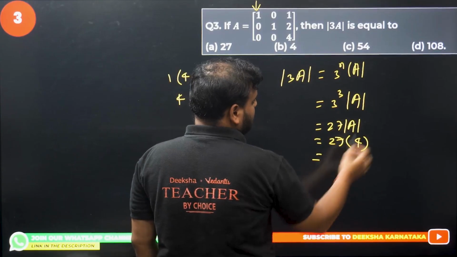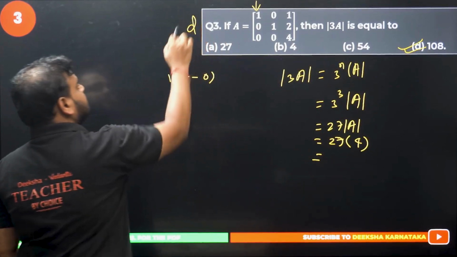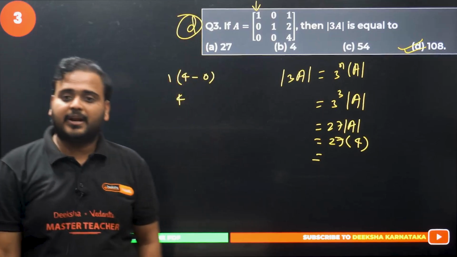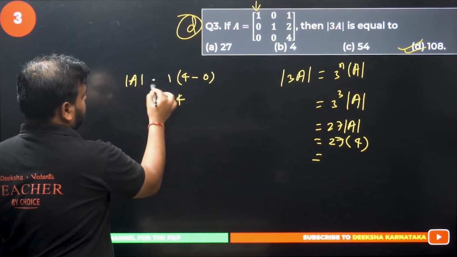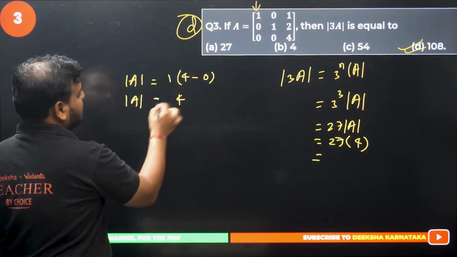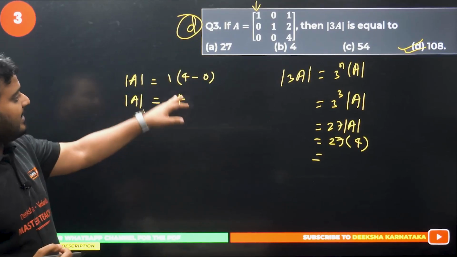Answer will be what? 108, right? D. Answer is 108, D. Correct. This is the determinant value across column number 1. Simple problem, property of determinant involved.